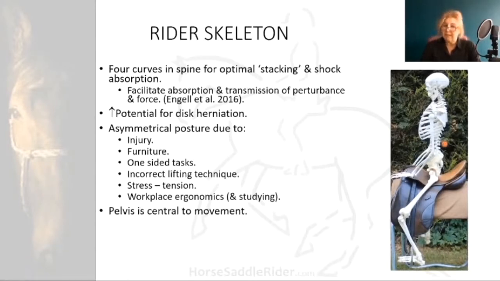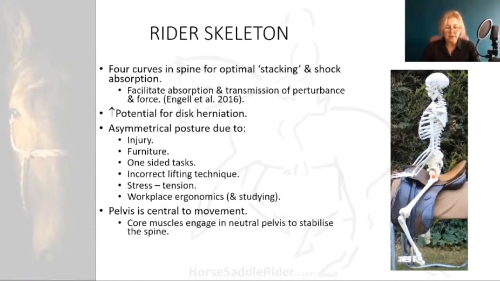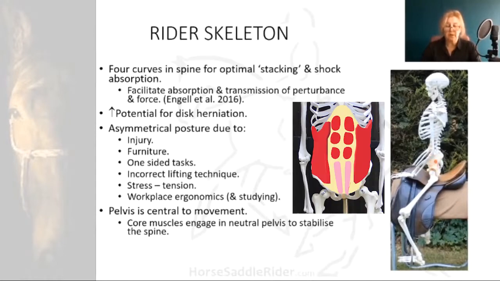The pelvis is central to movement, particularly seated on a saddle. And the core muscles engage in the neutral pelvis to stabilize the spine. So it's very important how the pelvis is angled front to back in the sagittal plane underneath the vertebral column. And that can affect the recruitment of muscles to stabilize the spine. More about that later.